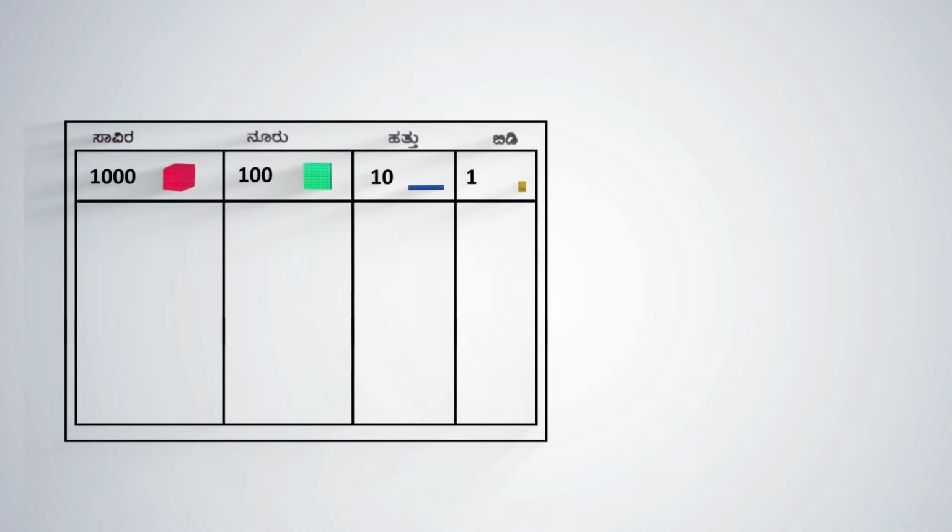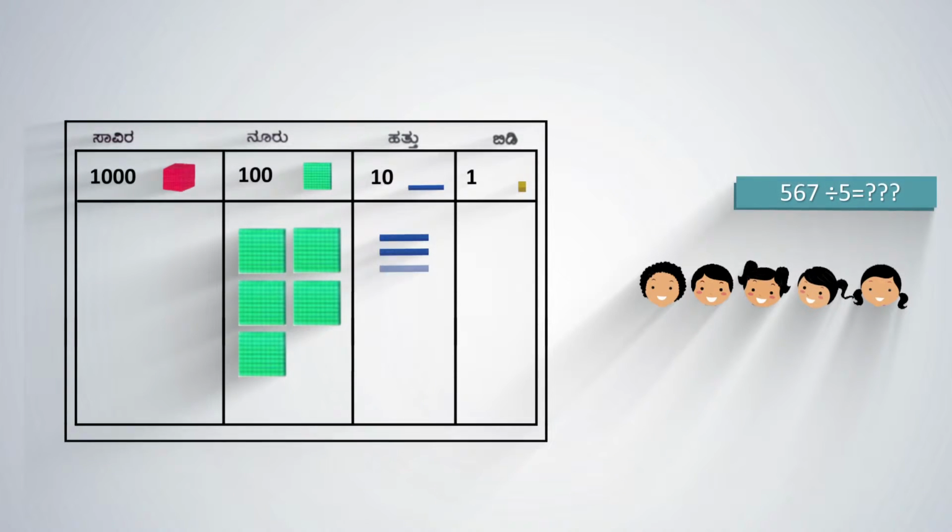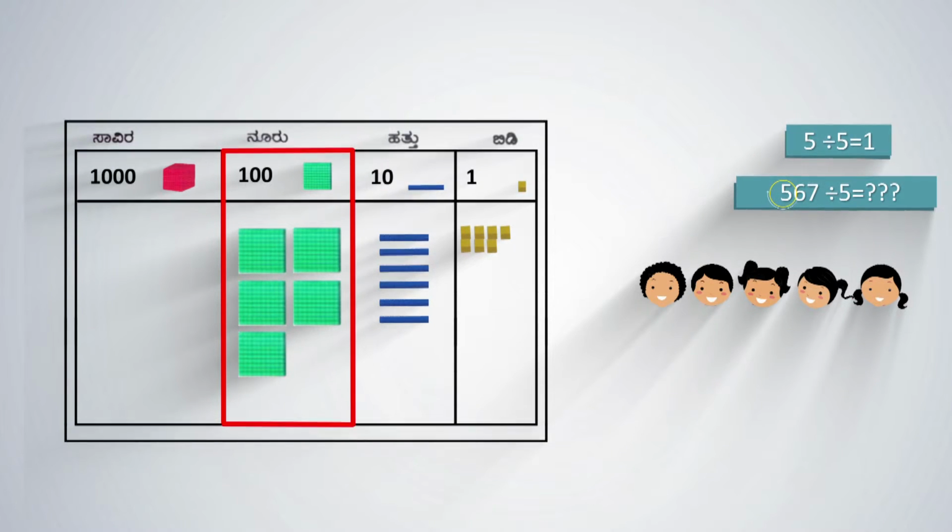Let us see how this works when we divide 567 by 5. In the initial stages, students must say the number aloud. 567 is 5 hundreds, 6 tens, and 7 units as they place the blocks on the place value mat. It helps them position the digits in the correct place. The important rule in division is to start by dividing the digit in the highest place value. Remind students of the division fact which says that when a number is divided by itself, the answer is 1.